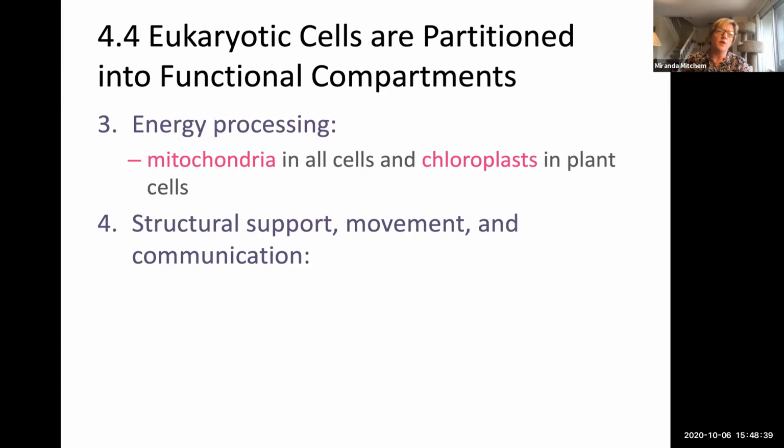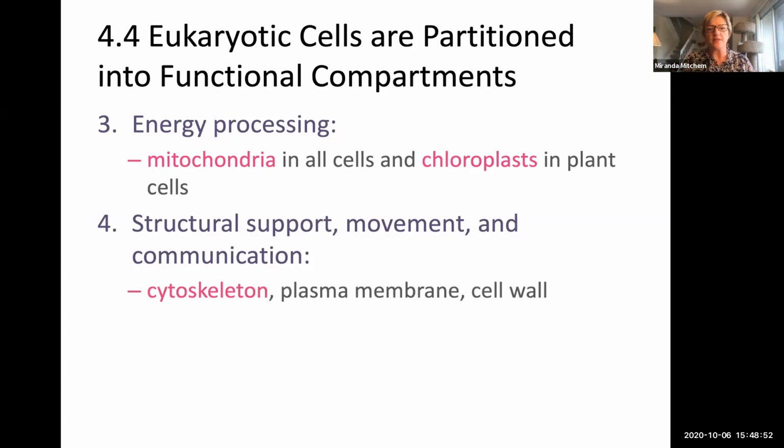And then we've got the organelles that are involved in providing support to the cell and helping it to move and communicate with other cells through whatever is attached to that cell. So that would be the cytoskeleton. It does include the plasma or cellular membrane. And for cells that have a wall, such as a plant, it would include the cell wall.